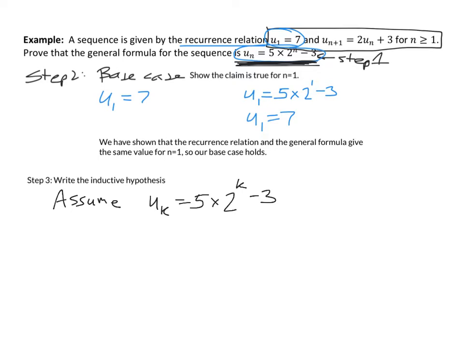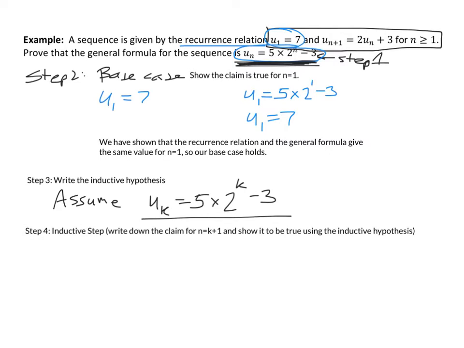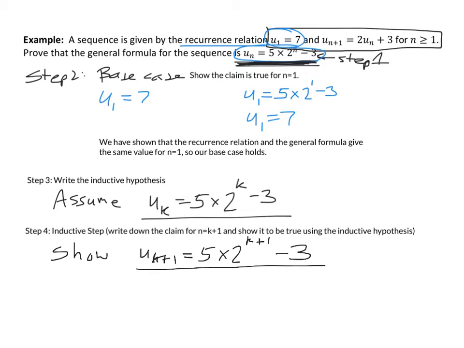Now remember what step 4 is. Step 4 is our inductive step, right? It's where we're going to write down the thing that we want to prove, and then we're going to prove it using what we just assumed in step 3. So I'm going to write it down. We want to show that u sub k plus 1, the next term, will be 5 times 2 to the k plus 1 minus 3. This is the thing that I'm aiming to show. And remember, you're going to definitely use your inductive hypothesis, the thing from step 3, in step 4.